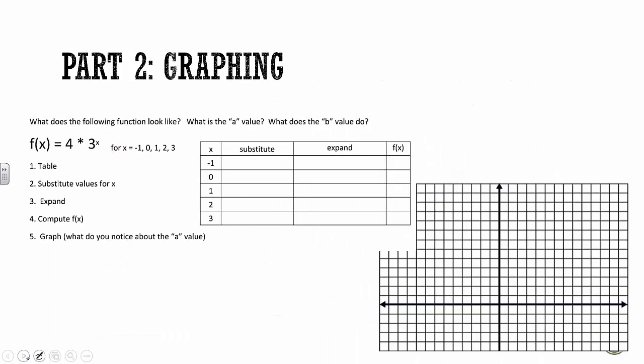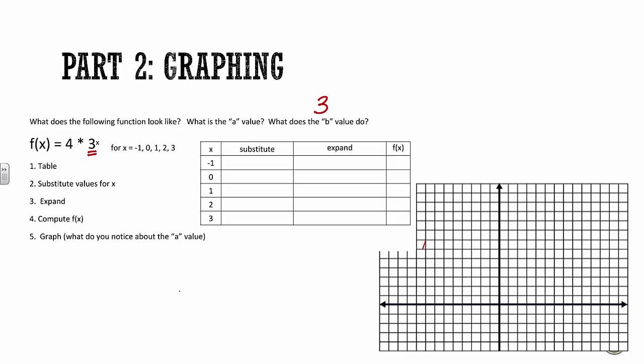So you should be able to take all of this information and turn it into a problem like this. What does the following function look like? What's the a value? What is the b value? So when we take a look at this, the first thing I want you to notice is the b value. Is this exponential growth or exponential decay?